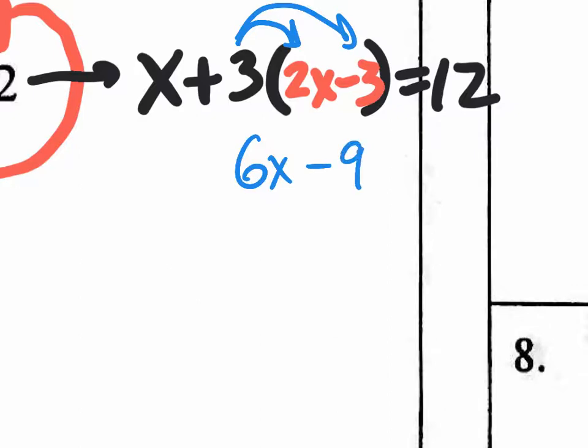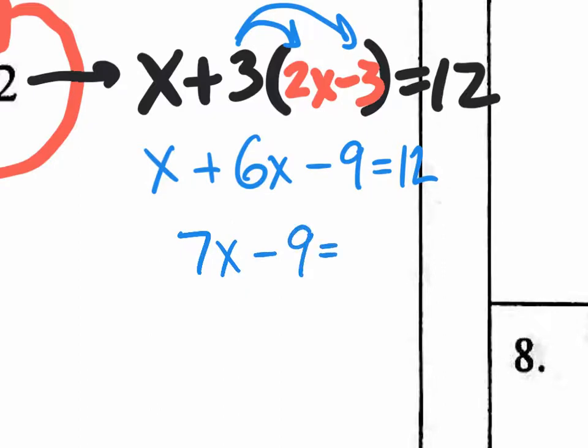Let's bring down everything. We still have the equal sign, we still have the 12, we still have the plus sign because that's a positive 6x. Bring down the x out in the front. Now we have 3 terms on the left side of the equal sign. We could combine the first 2. x plus 6x, that is 7x. Bring down the minus 9, bring down the equal sign, and the 12. You have now a 2-step equation that we need to solve.